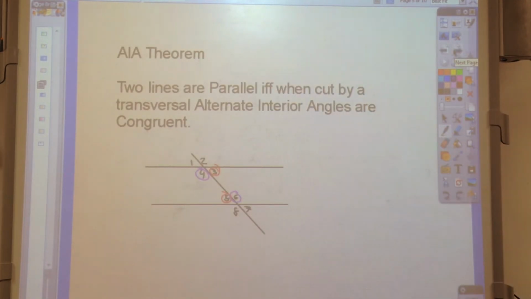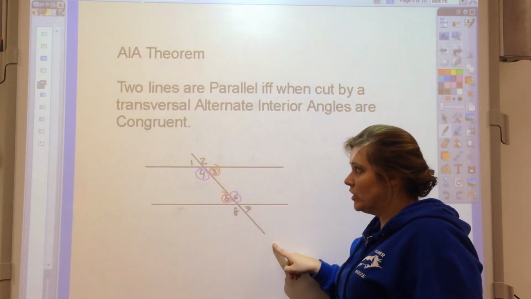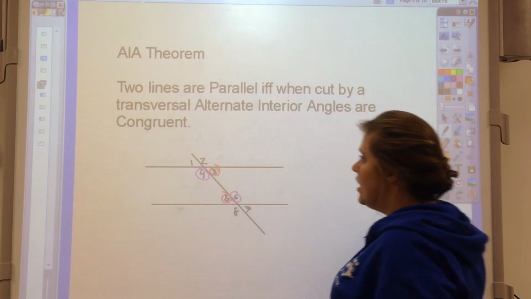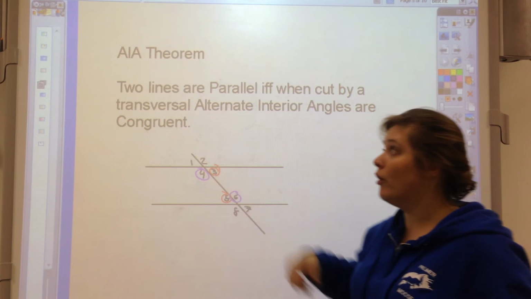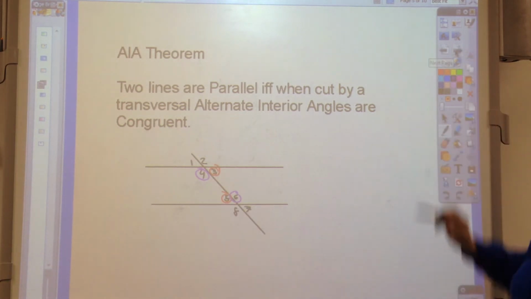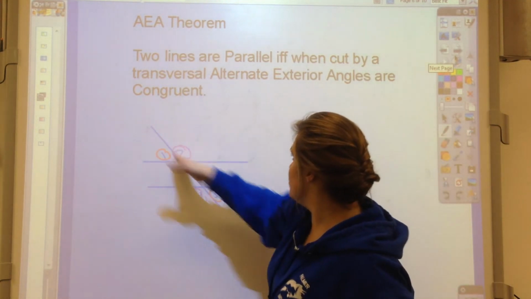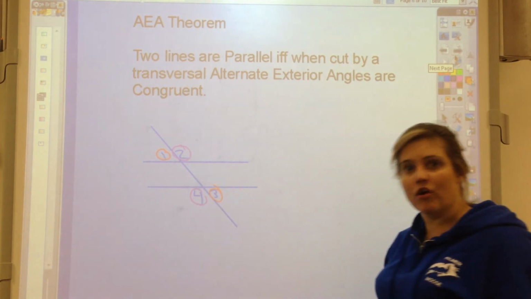All right, now we're going to talk about the alternate interior angle theorem. If you have a transversal where these two lines are parallel, this would be my transversal line, then I know that the alternate interior angles are equal. I have circled the equal pairs in red and in purple. We also have the alternate exterior angle theorem, where we know if two lines are parallel and are cut by a transversal, then the pair of alternate exterior angles are also equal.